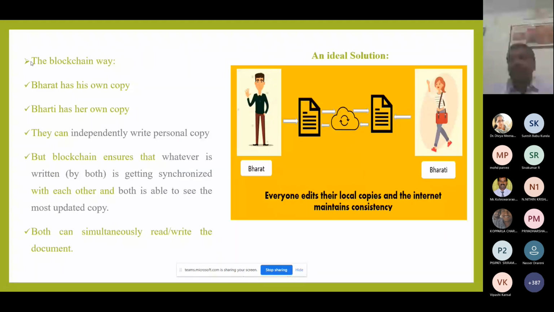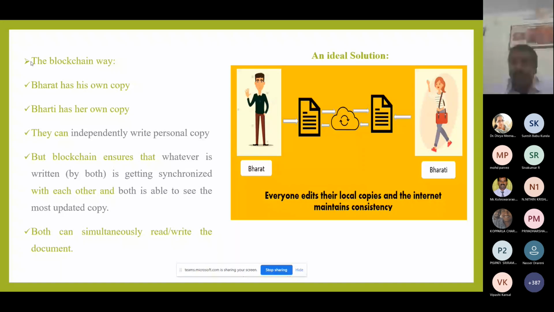So what does blockchain have? An ideal solution where Bharat has his own copy, Bharti has her own copy. And both Bharat and Bharti can independently write in their own personal copy. Bharat can edit in his copy, Bharti can edit in her copy. And whatever they are editing, that change will be reflected in one single central copy on the central cloud. So blockchain ensures that whatever is written by both is synchronized with each other, and both will be able to see the most updated copy.